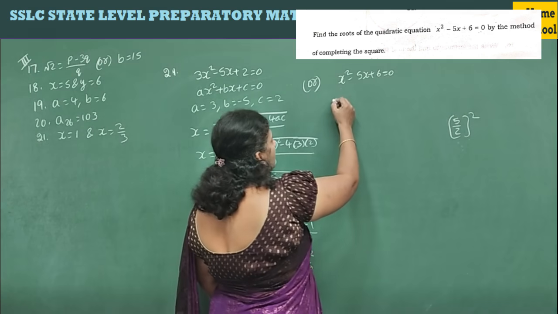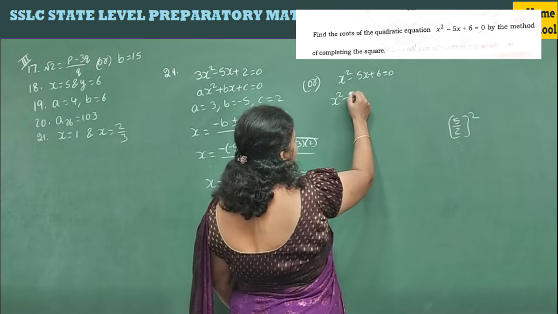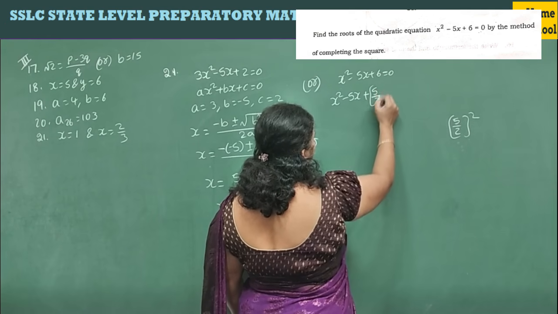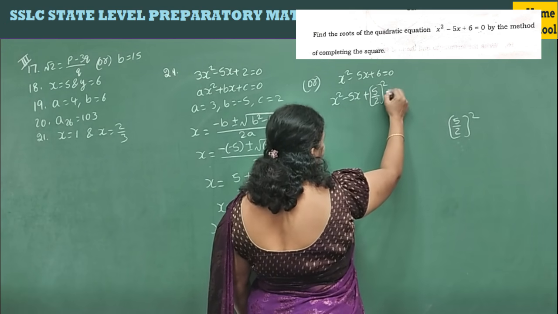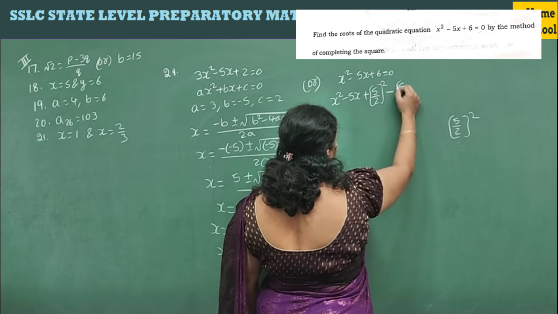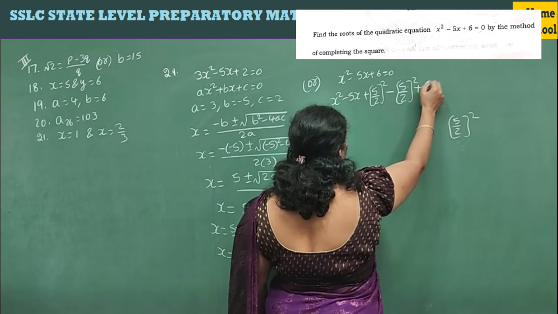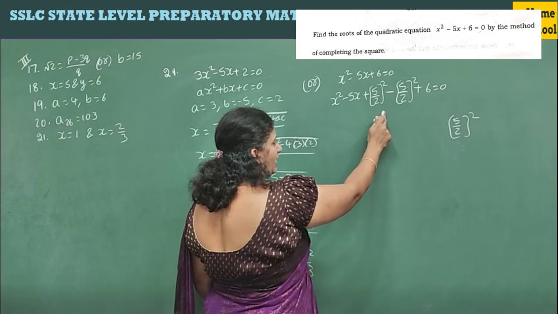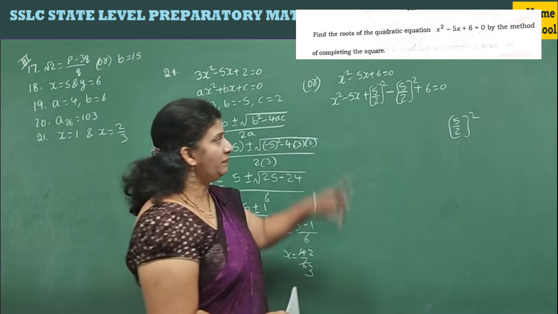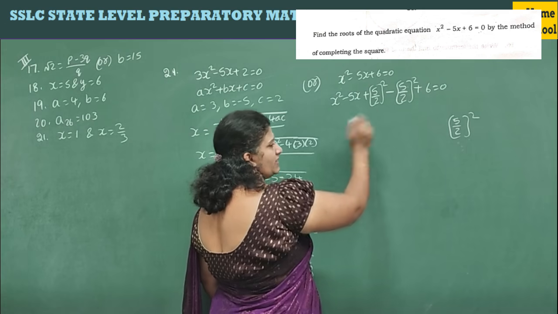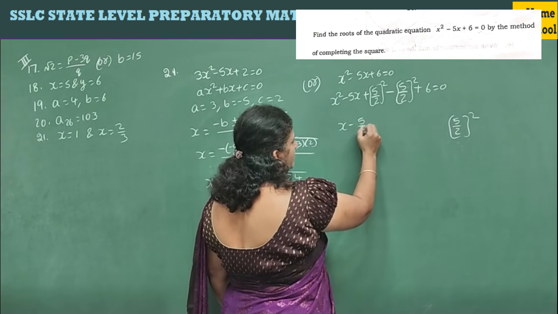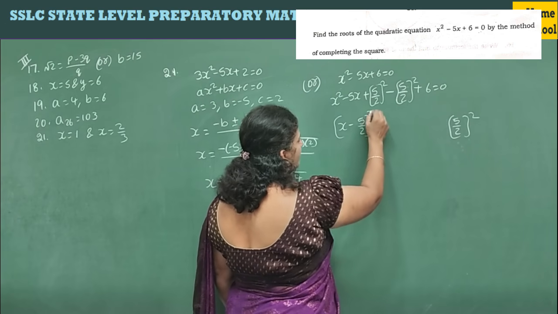What are we going to do here? Add and subtract 5 by 2 whole square. Add and subtract 5 by 2 whole square. Now what happens? These three terms make a formula. Which formula? A square minus 2ab plus b square, that is a minus b whole square.